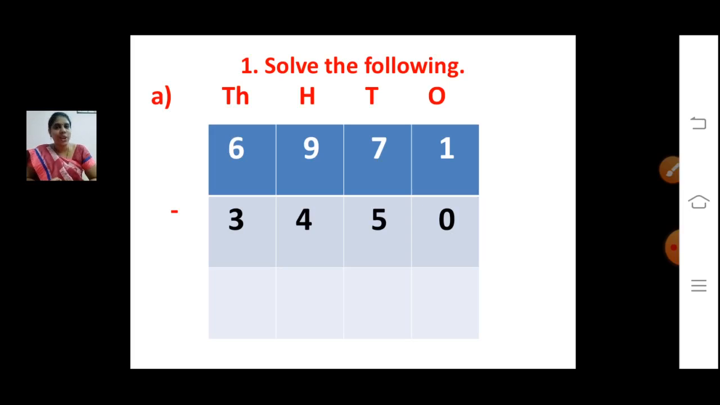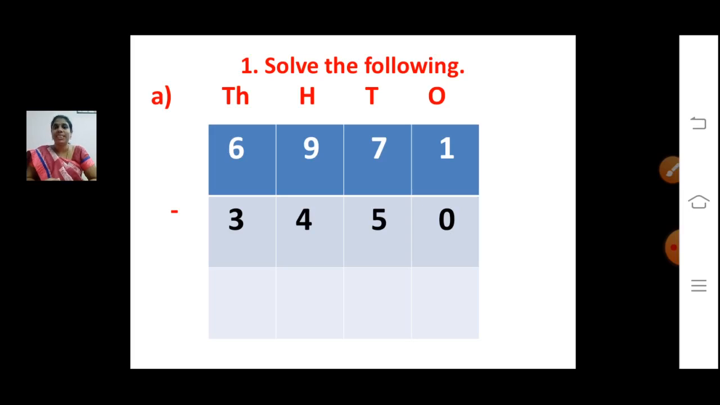Solve the following. A, we are going to subtract 6,971 minus 3,450. We are going to subtract 3,450 from 6,971. Let's subtract these two numbers. From where we have to start? Yes, from the ones place.